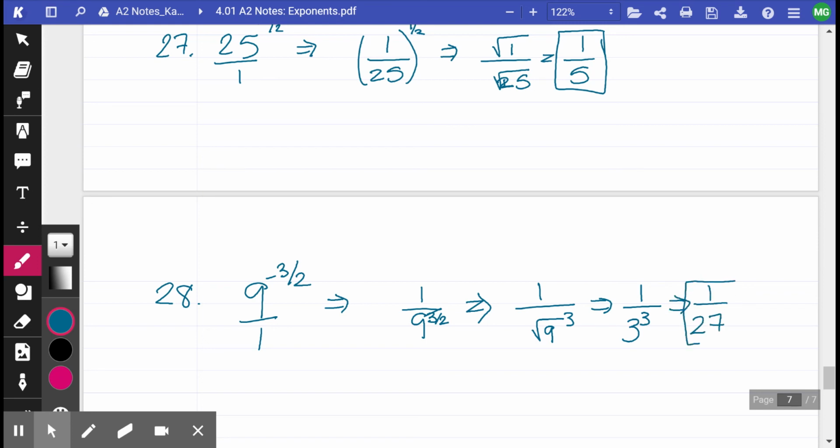So 1 over 27. Again, that can be checked in your calculator if you just type in 9 raised to the negative 3/2 power. But I'm expecting on your homework to see all the steps written out like I did as well.